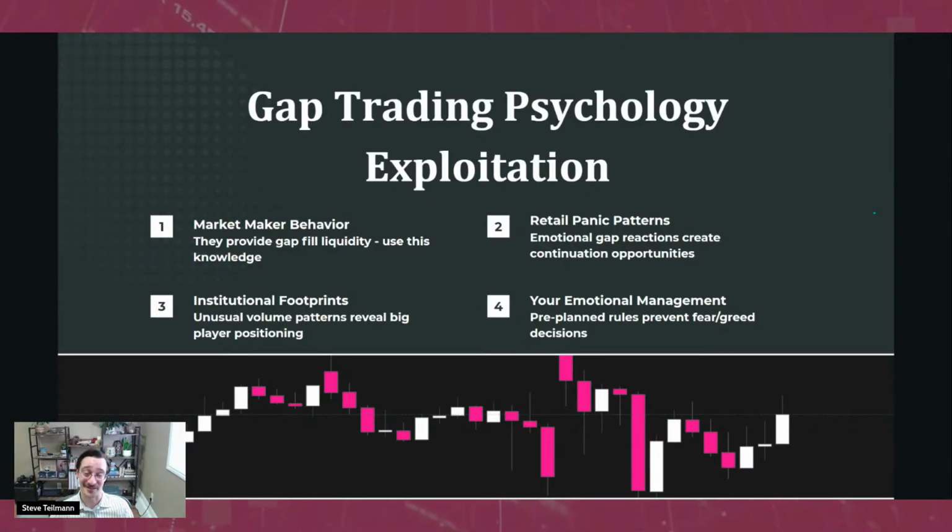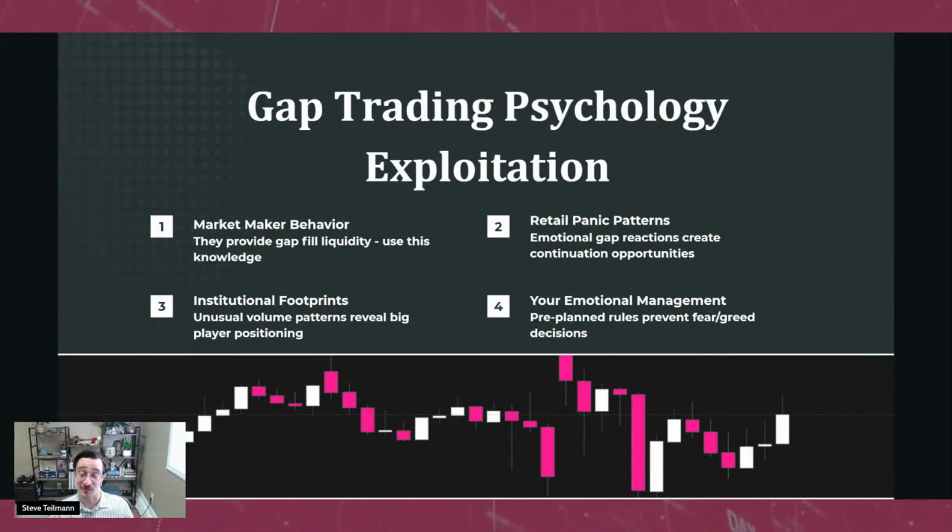But getting back on track here, retail panic patterns are really important to watch for too. So these emotional gap patterns, they can create continuation opportunities where a stock can gap up and it's just such a big move that people are like, oh, I'm gonna fade this. There's so many traders who fade gap ups, and I'm sure some of them make good money, but I need to see the characteristics that we were talking about in the gap fill section to take those setups.